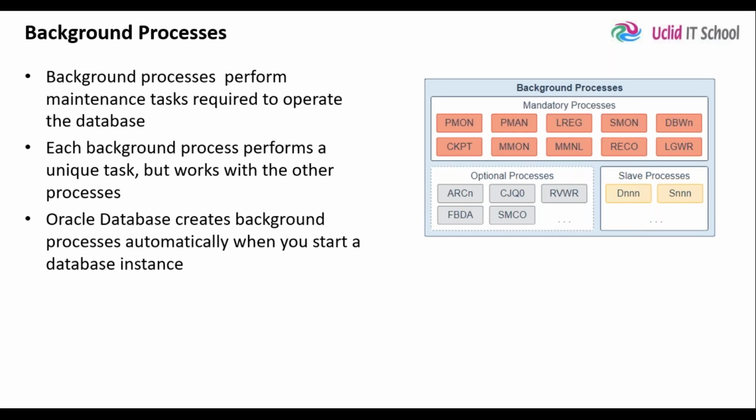So in this diagram, you can see the division: mandatory background processes, optional background processes, and a third category called slave processes. Some processes start slave processes to speed up the work execution. That's why they are called slave processes. As required, slave processes are started automatically, and once the task is finished, slave processes are closed automatically. Okay. So now let us talk about some of these processes.